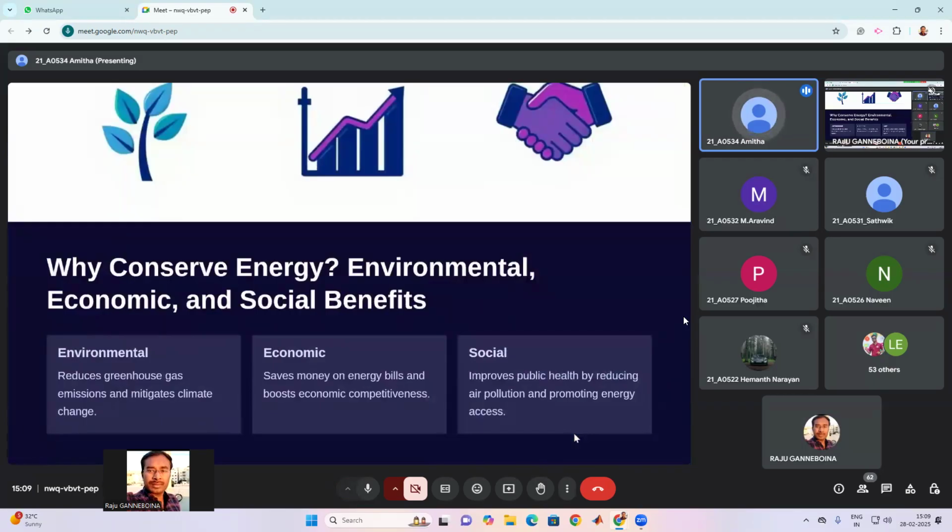Why do we have to conserve the energy? By conserving the energy, we have multiple benefits across environmental, economic, and also social aspects.